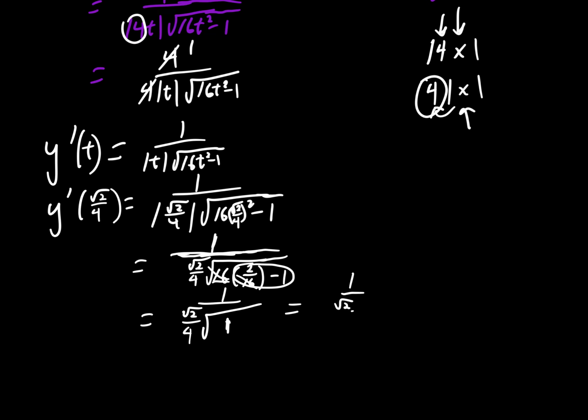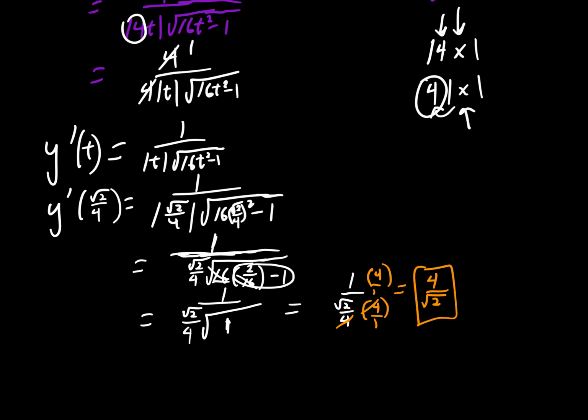We have radical 2 over 4, and I like to just multiply by the common denominator. So I'm going to do that, and that gets rid of that, and that gives you 4 times 1, and that gives you a radical 2 times 1. And you don't have to rationalize your denominator. That's the slope of the tangent line.